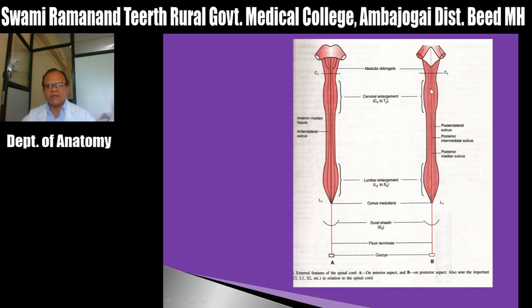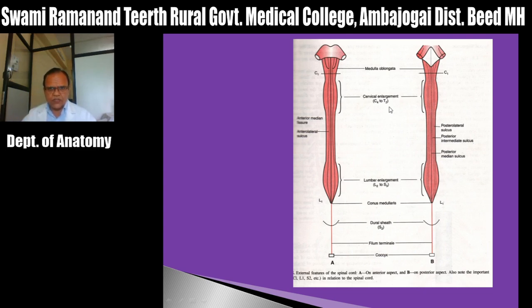And why is it enlarged? Because the aggregation of neurons is much more in this region. So it supplies the muscles of the upper limb in the cervical enlargement. Whereas the other enlargement is the lumbar enlargement, and it supplies the muscles of the lower limb. Now see more detail about the cervical enlargement.